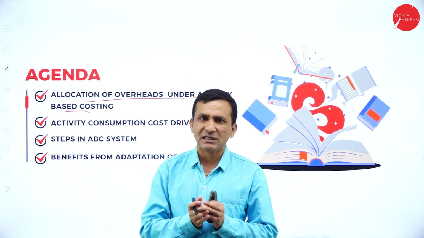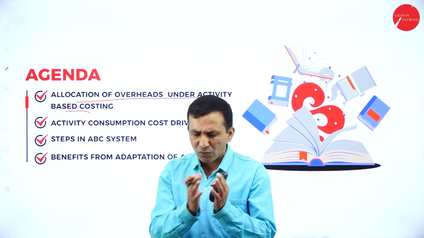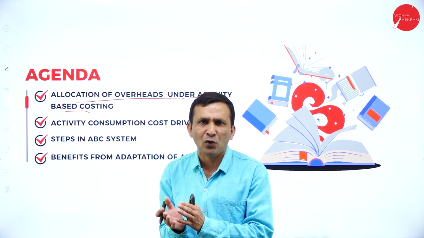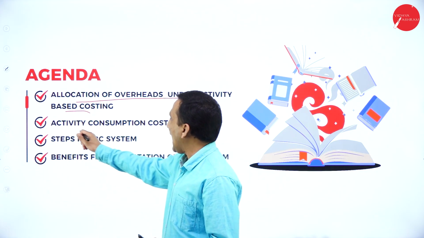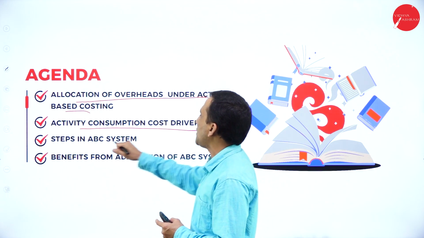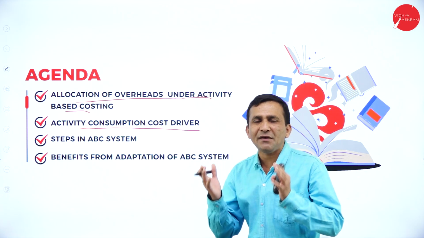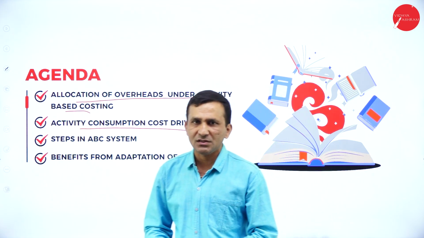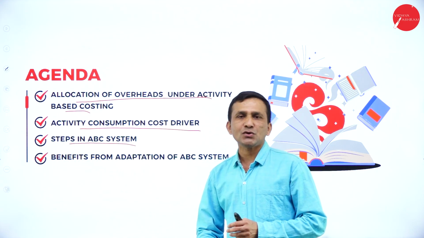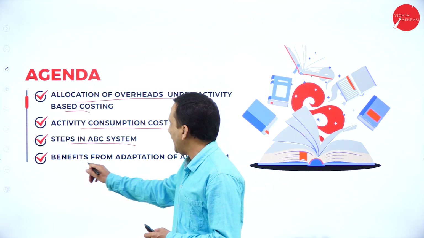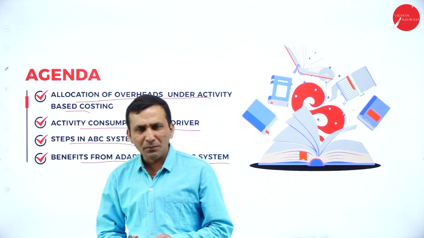Once you identify the activity from the manufacturing, for each and every product we have analyzed, we will get more clarity about what kind of activity is going on in the company. So, the activity consumption cost driver, the activity consumption cost. For each and every activity, a different type of cost driver is applied. Next, what are the steps in activity-based costing? And the last one, the benefits from the adoption of the ABC system. So, these are my agenda for today.